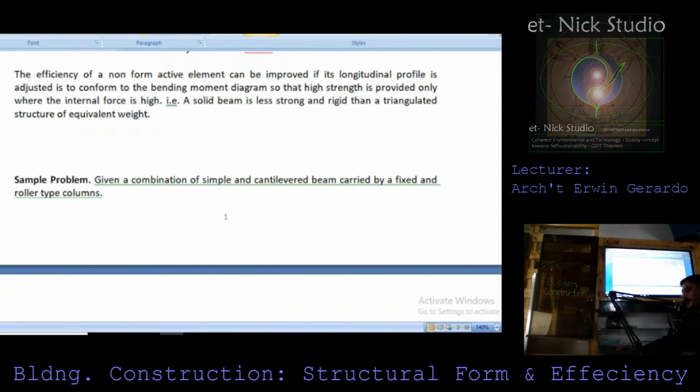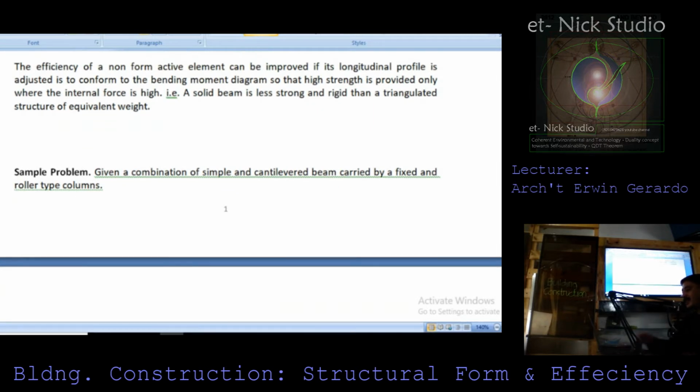The efficiency of a non-form active element can be improved if its longitudinal profile is adjusted to conform to the bending moment diagram, so that high strength is provided only where the internal force is high. Example, a solid beam is less strong and rigid than a triangulated structure of equivalent weight.